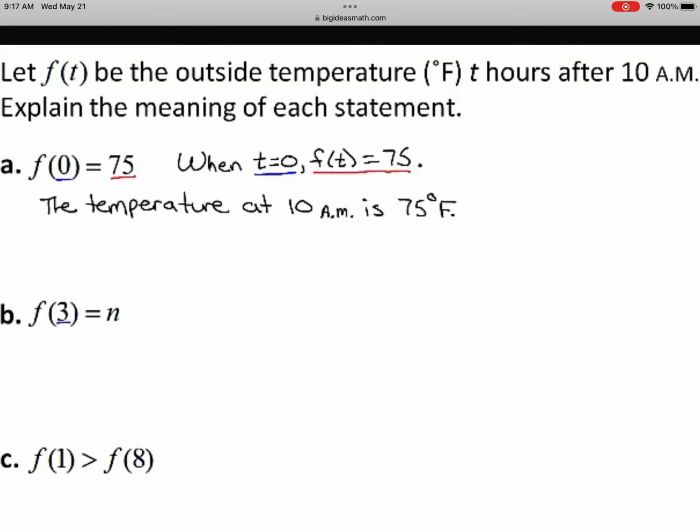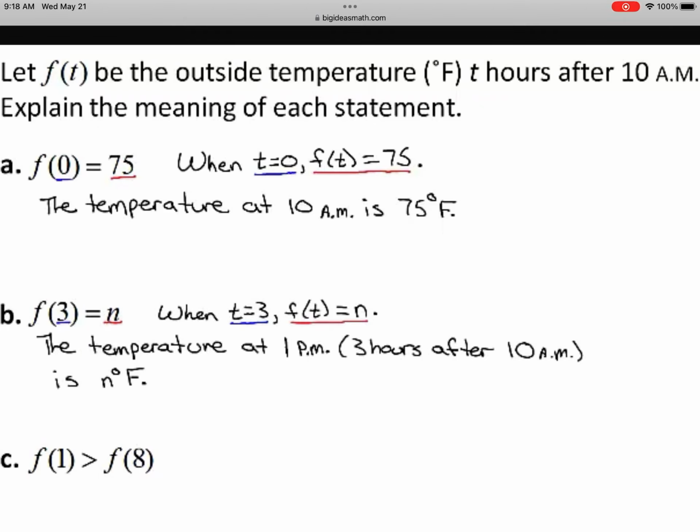Part B. F of 3 equals n. This statement means when t equals 3, f of t equals n. So in this situation, the temperature at 1 p.m., which is 3 hours after 10 a.m., is n degrees Fahrenheit.